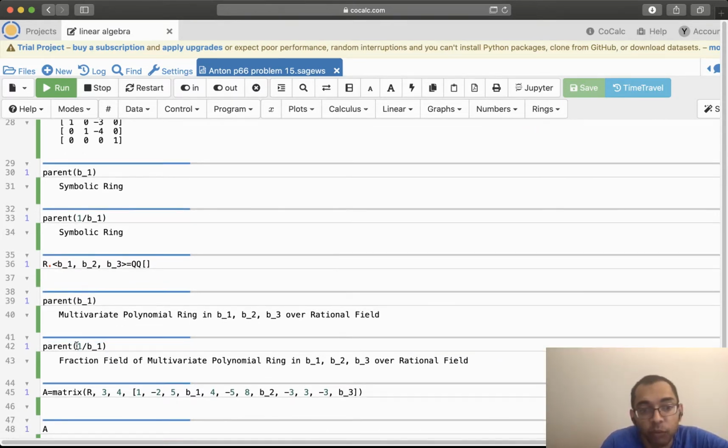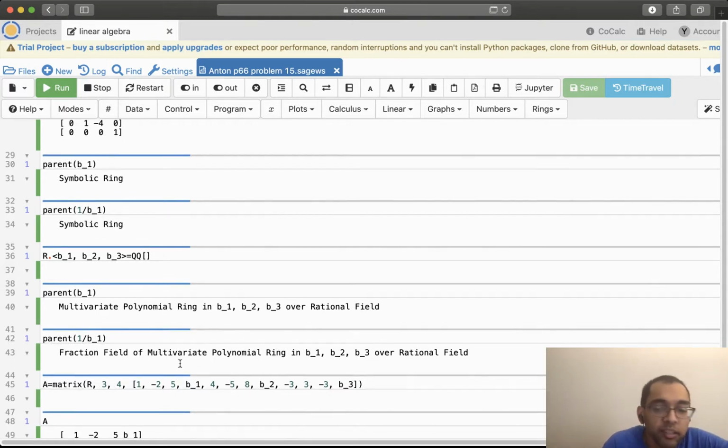Okay, so if I look at 1 over B1, if I try to divide by B1, where does it lie? It lies not in this multivariable polynomial ring, but in the fraction field. In other words, the fraction field is where you're allowed to divide. This is something you'll learn in a later course, namely abstract algebra, so don't worry about it right now.